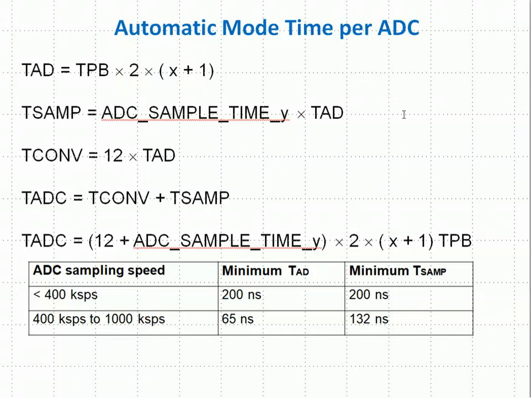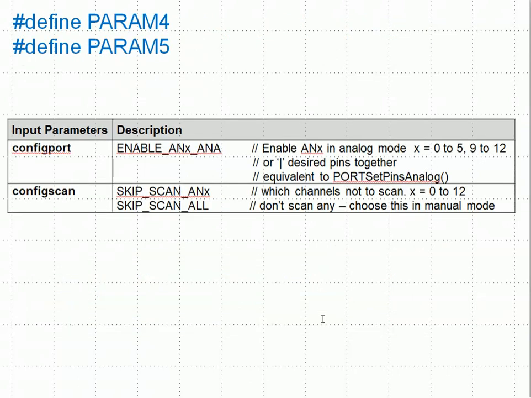You have to make sure that your TAD is always greater than 200 nanoseconds for manual sampling and greater than 65 nanoseconds when you're doing really fast ADC. Generally, you're not going to have to worry too much about those numbers.